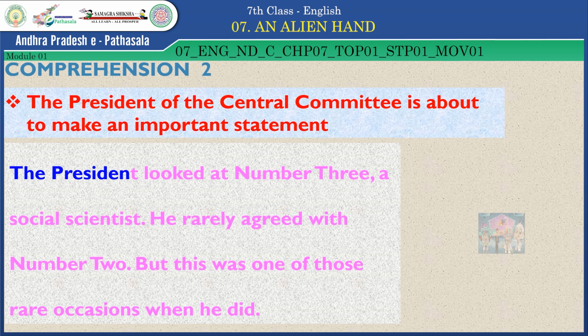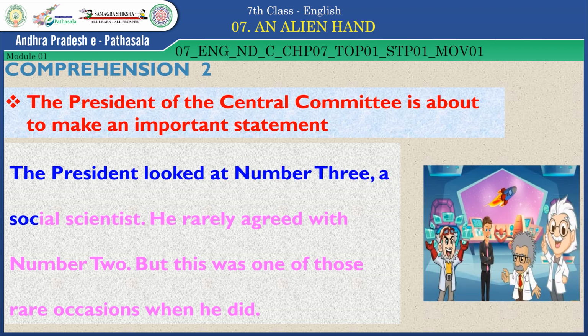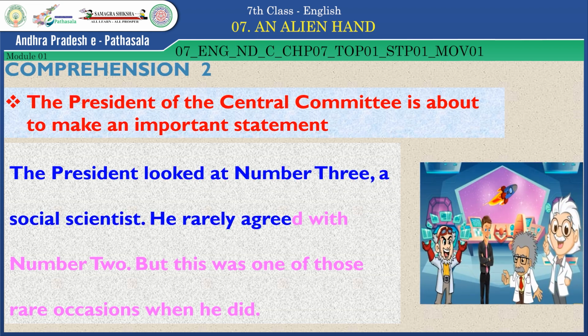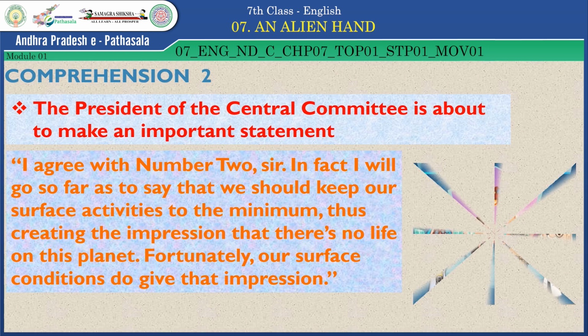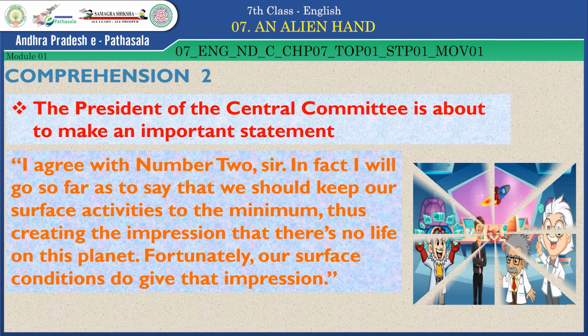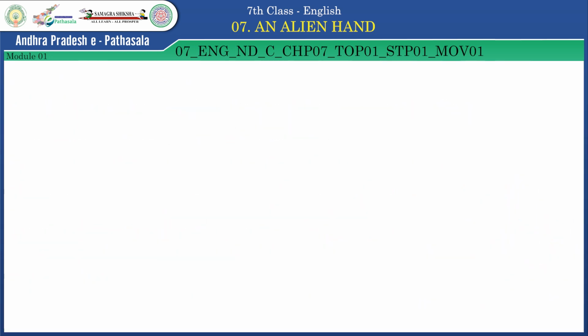The president looked at number 3, a social scientist. He rarely agreed with number 2. But this was one of those rare occasions when he did. "I agree with number 2, sir. In fact, I will go so far as to say that we should keep our surface activities to the minimum, thus creating the impression that there is no life on this planet. Fortunately, our surface conditions do give that impression."